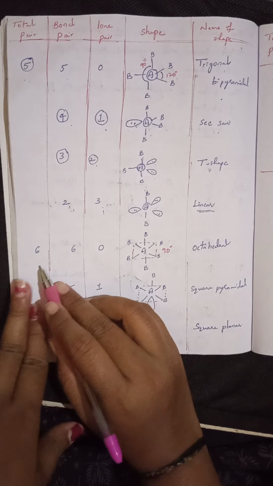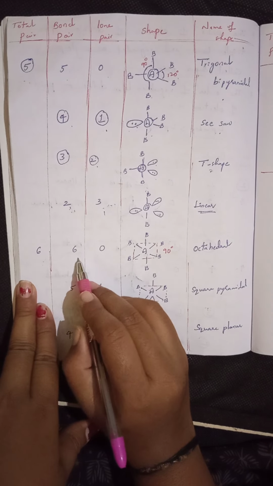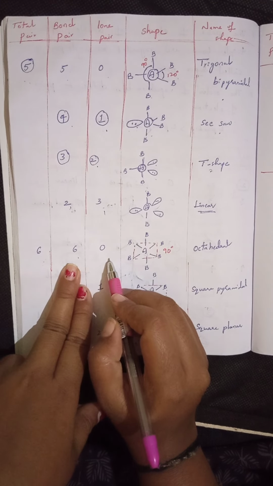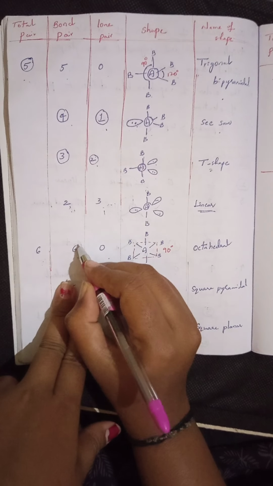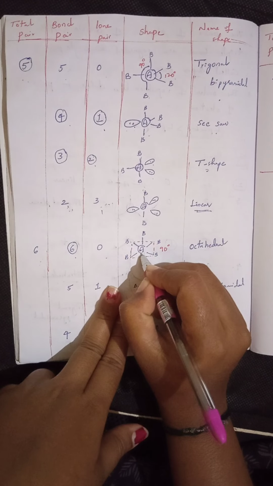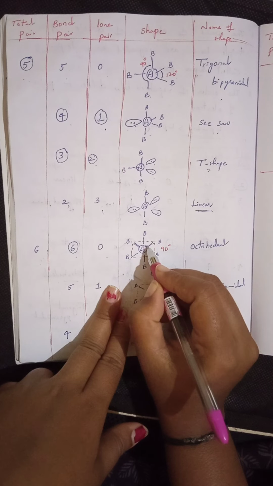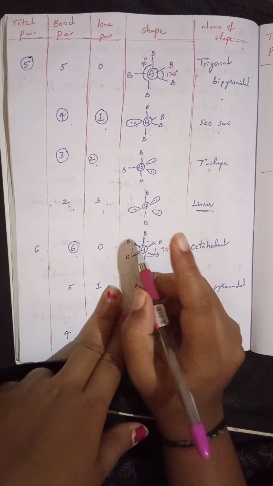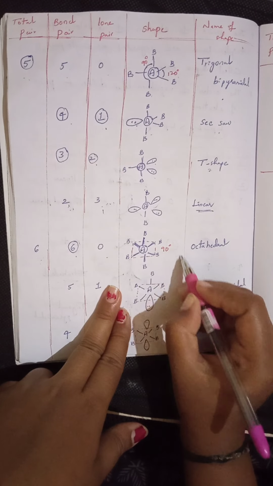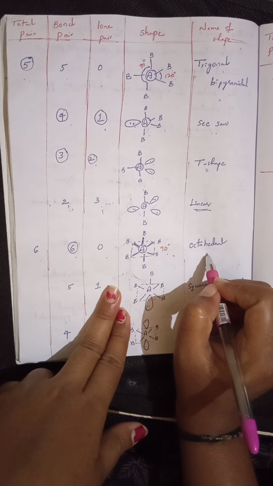In some cases the molecule may also contain 6 pairs of electrons. If all 6 pairs are involved in bond formation, then the number of bond pairs is 6 and the number of lone pairs is 0. So 6 pairs indicates that 6 atoms are present around the central atom. The central atom is A, and around it 6 atoms are bonded by using single bonds. Each single bond indicates the presence of 1 bond pair, totally 6 bond pairs. Then the bond angle is 90 degrees and the shape of the molecule is octahedral.